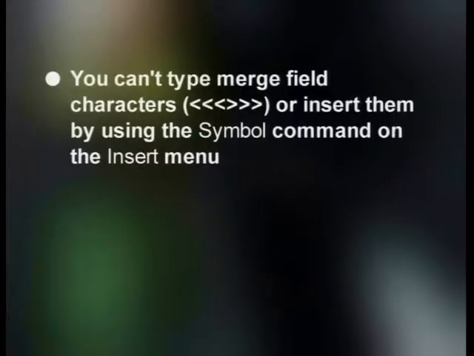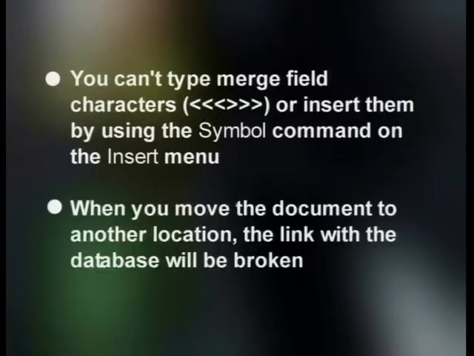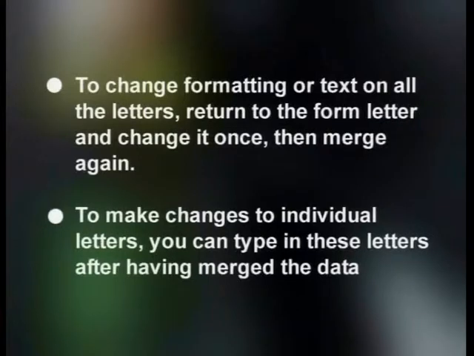Take note, you can't type merge field characters or insert them by using the symbol command on the Insert menu. Although the method seems long, it's the only way to insert the merge fields. You also have to keep in mind that when you move the document to another location, say a flash disk or CD, the link with the database will be broken and you will have to repeat the process to reselect the recipients. To change formatting or text on all the letters, return to the form letter and change it once, then merge again. To make changes to individual letters, you can type in these letters after having merged the data.